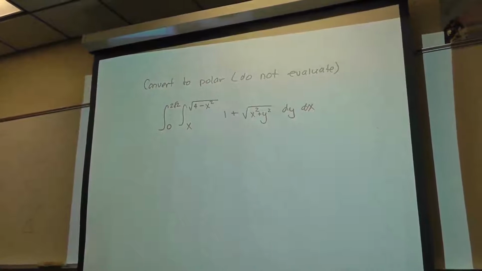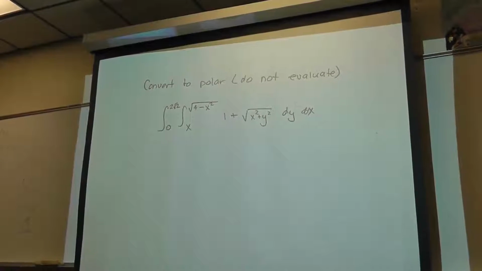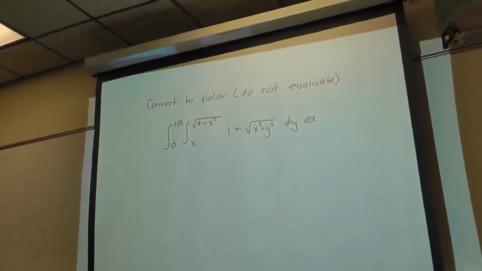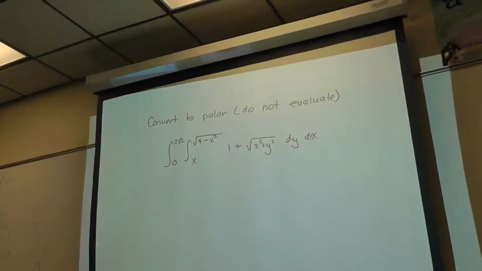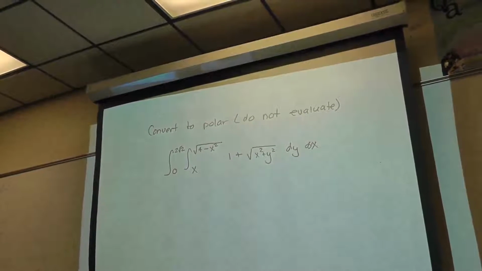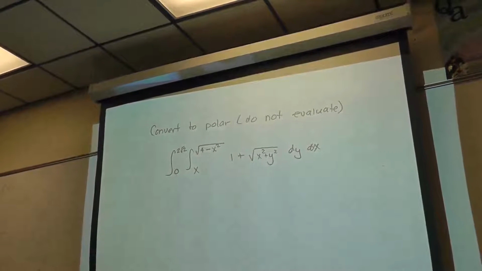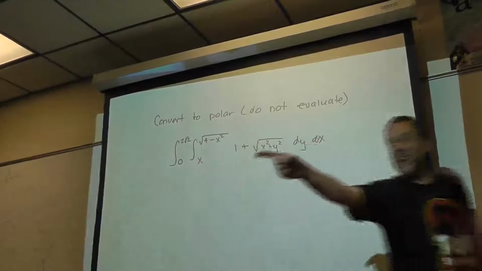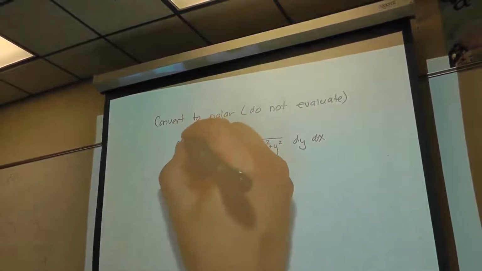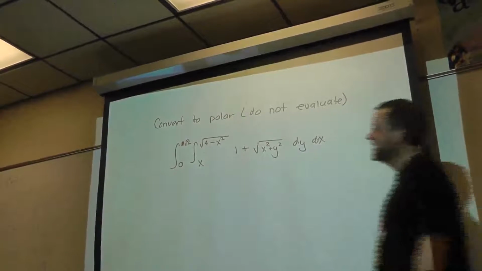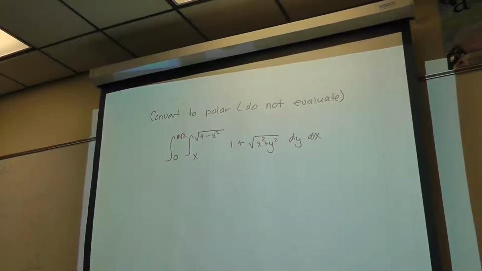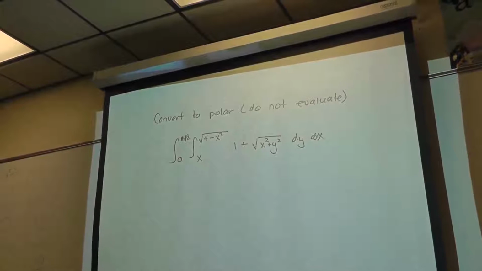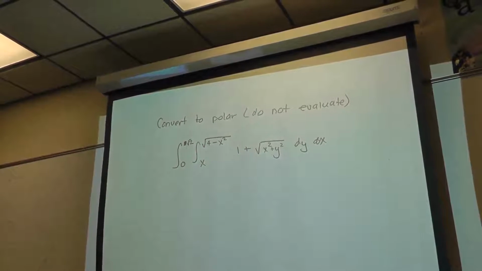I think I screwed something up. The y limits are okay. I think I messed up my x limits. Yes, it should just be the square root of 2. Sorry about that. I'm making a mistake where the radius is 4 and the radius is not 4. Good catch. So yeah, the x limits were just 0 to the square root of 2.